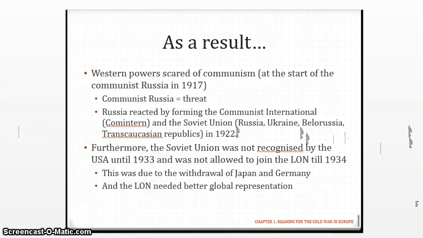The Soviet Union was not recognized by the USA until 1933 and not allowed to join the League of Nations until 1934. And this proves that they were very afraid. Because on the democratic side, they are very wary and concerned about this communist country because it is something new to them and they don't really understand it that much.